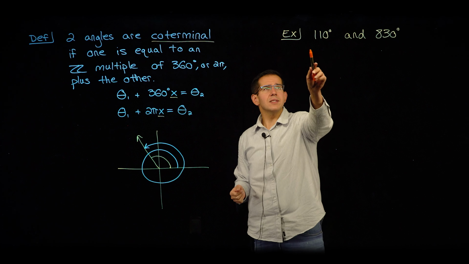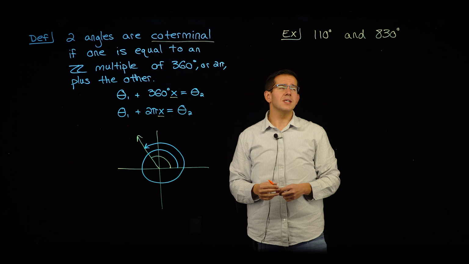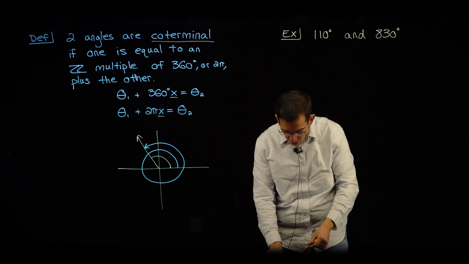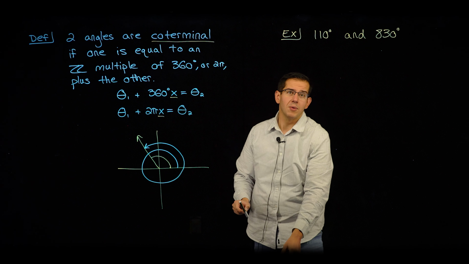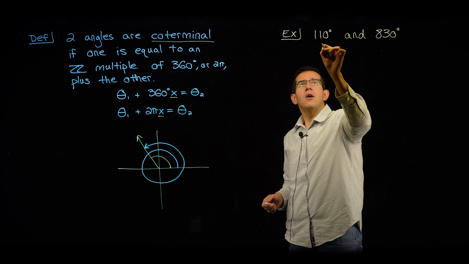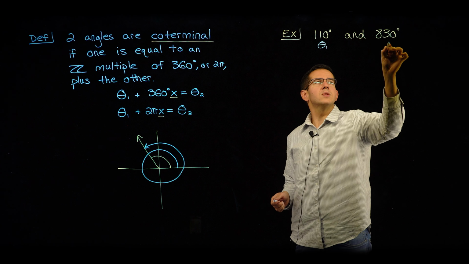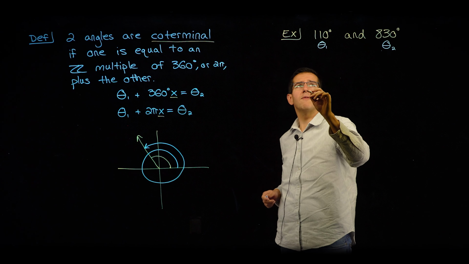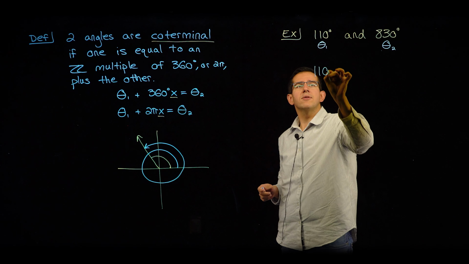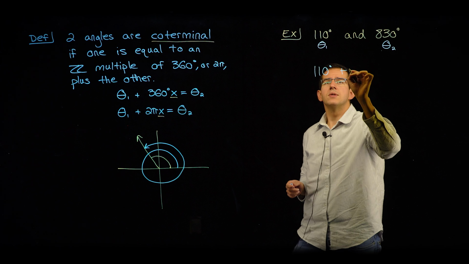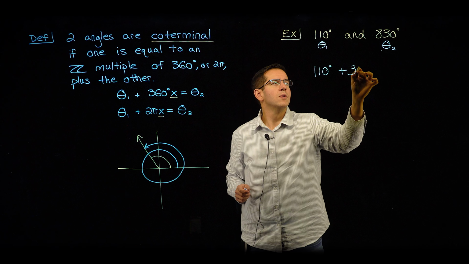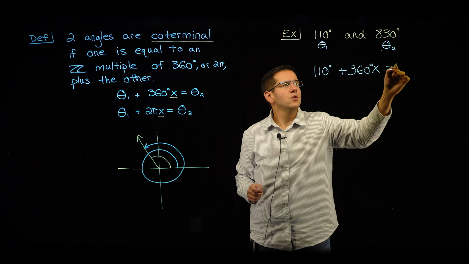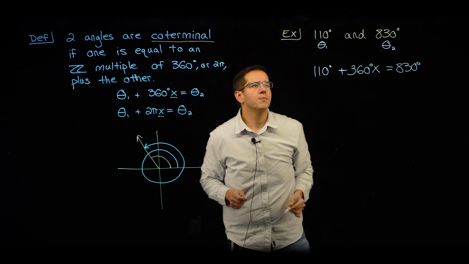So with that in mind, let's look at this example. We have 110 degrees and 830 degrees. Let's decide if these two angles are or are not coterminal. So we'll go ahead and call this one theta 1 and this one theta 2. Again, it doesn't matter which one you pick. If we plug them into our formula, we have 110 degrees for theta 1 plus 360 degrees times x equals theta 2, which will be 830 degrees.